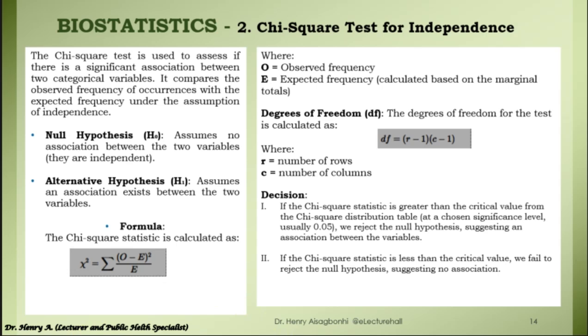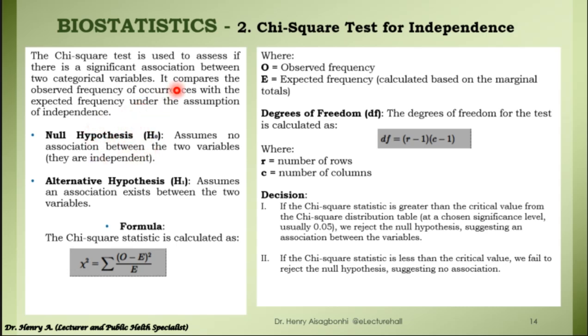So next is the chi-square test for independence. Let's look at the chi-square. The chi-square test is used to assess if there is a significant association between two categorical variables. It compares the observed frequency, like you saw there, no disease, yes there's a disease, with the expected frequency under the assumption of independence.